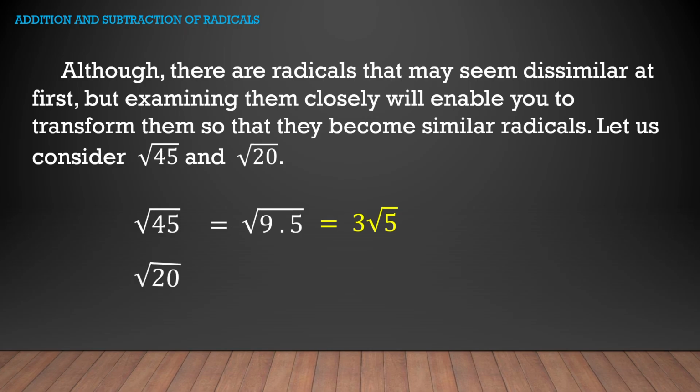The other one, square root of 20: two factors where one factor is a perfect square, and that is 4 times 5. Then square root of 4 is 2. That's why we have 2 square root of 5. So this has the same radicals.